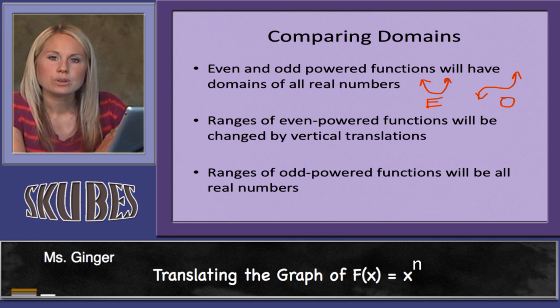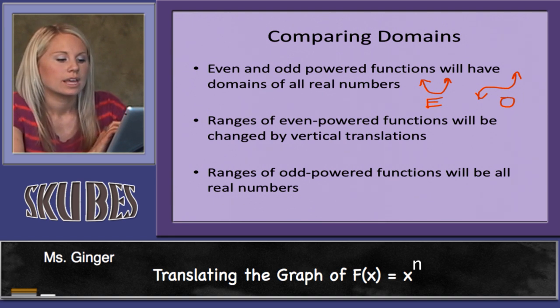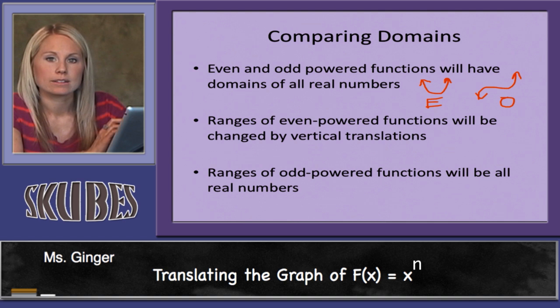The domains, if you can picture these moving around anywhere in space on the grid, they both occur forever in each direction, so it's not going to affect the domain depending on where I translate it. It's still going to be the same.